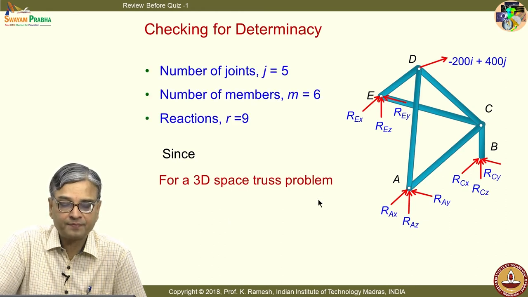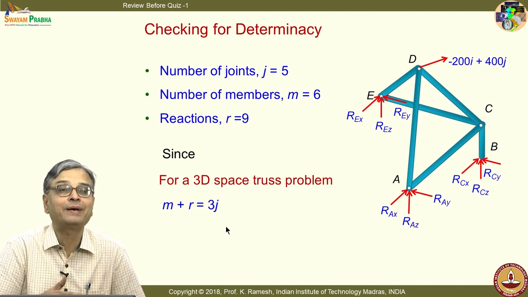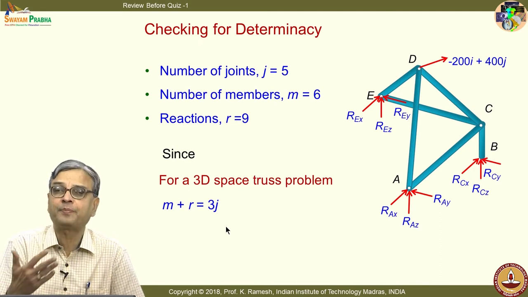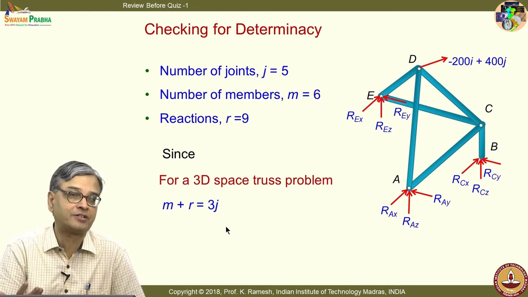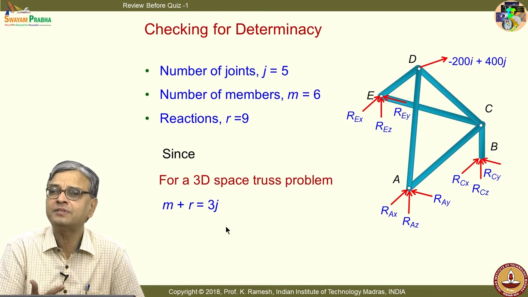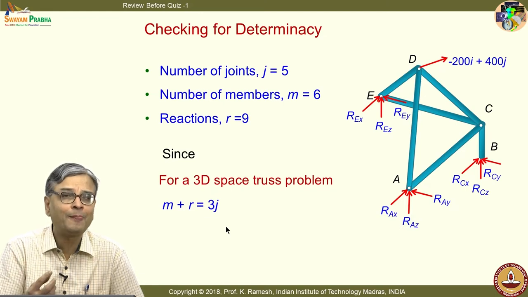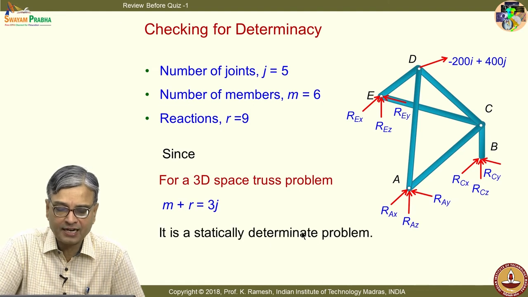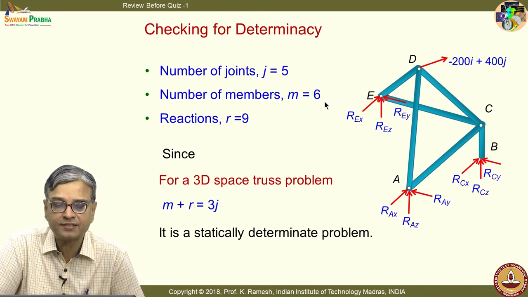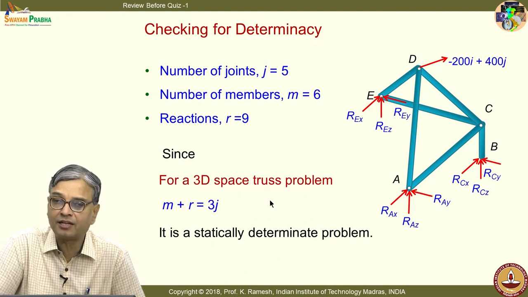The main difference is, instead of m plus r equal to 2j, I would replace it by 3j, because at each support, when I have a ball and socket joint, I can write three independent equations. That is the only difference. Rest of it becomes vector algebra for you to do, and you lose out on visualizing what happens physically. And here again, this is a statically determinate problem, because I have number of joints as 5, number of members as 6, and reactions as 9. So, I can solve this problem with m plus r equal to 3j.